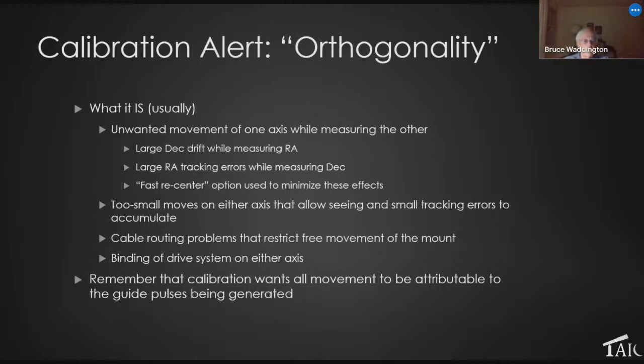You also, again, are subject to cable routing problems, circumstances where you've got a cable that's binding or pulling or tugging or somehow interfering with how the mount can move. And again, worst case, it might be indicative of binding on either of the axes because the gear mesh is too tight. So remember, in the calibration process, we're thinking perfect world here. Whatever movement we see of the guide star, we would like to be attributable. We would like it to be a response to the guide pulses that are being sent down for calibration. So when you introduce a lot of other sources of guide star movement, then your calibration accuracy is going down and you're more likely to encounter these kinds of problems.